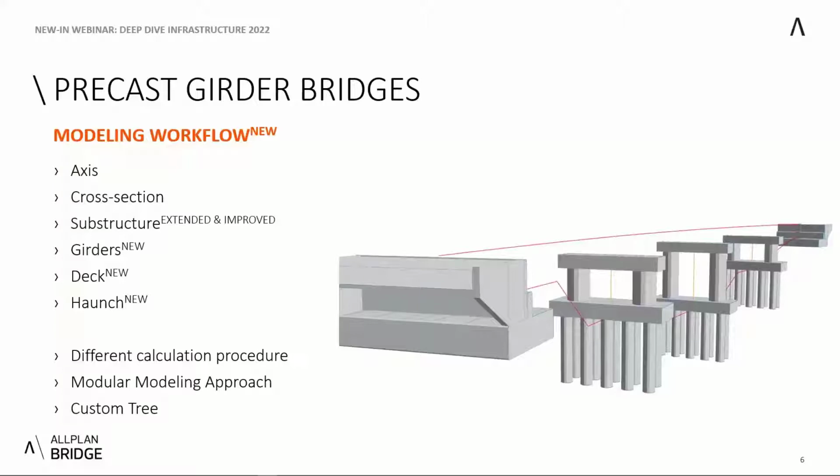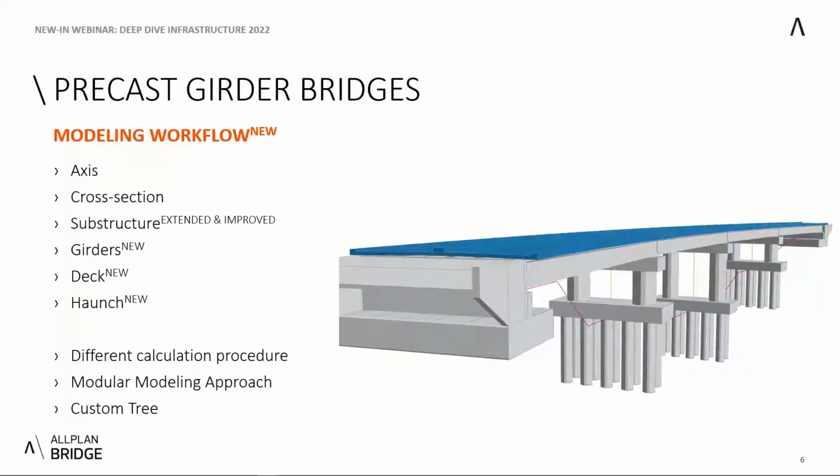Once this is set, first the substructure with or without foundation must be generated. In a subsequent step, like on the construction site, the prefabricated girders are positioned on it. For modeling of the deck, the original approach can be used: extrusion of a cross-section along the axis.